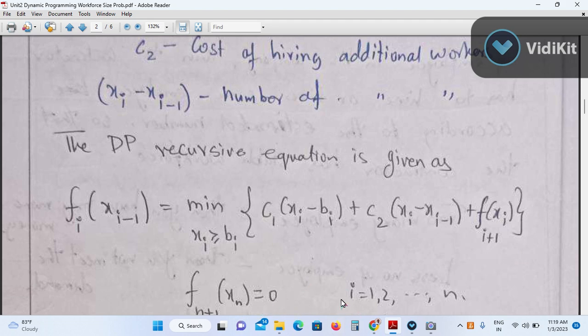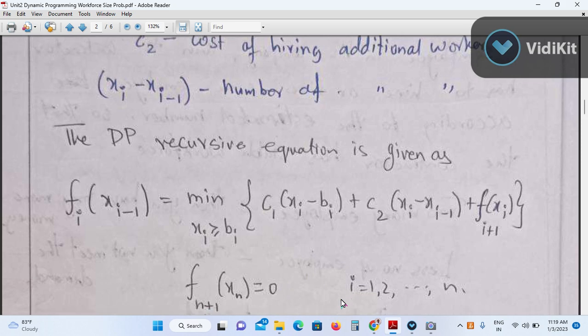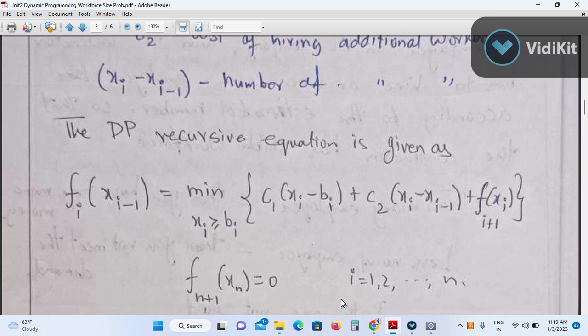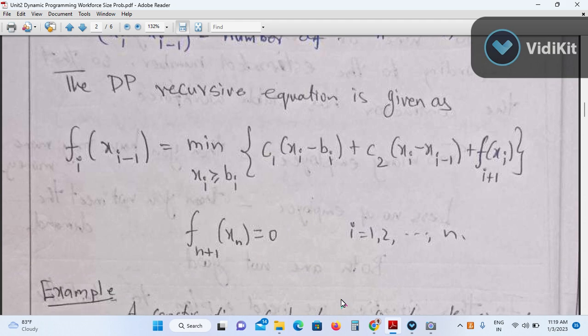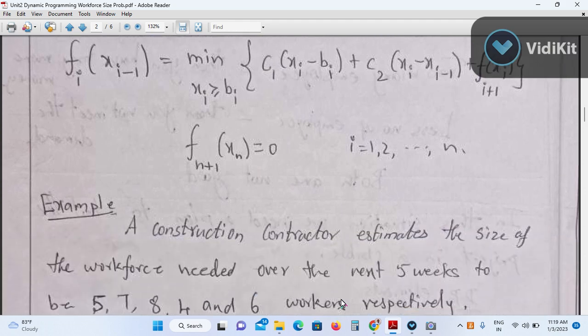That is at the initial stage, we consider it is a 0. That is the meaning here. So based on this recursive equation, let's go for an example for this workforce size problem.